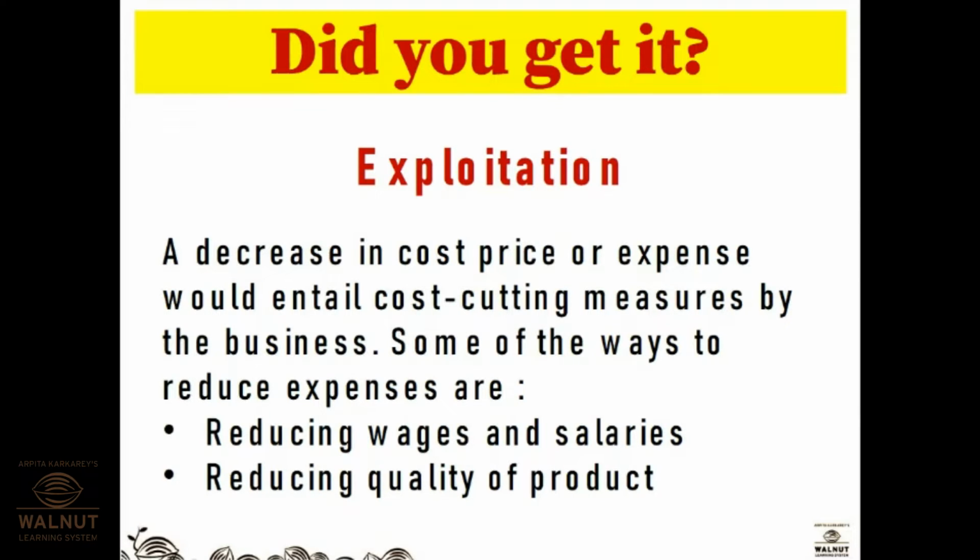In the other case, a decrease in cost price or expense would entail cost-cutting measures by the business, reducing wages and salaries, and reducing the quality of the product. So apart from increasing the selling price and decreasing the cost price, there are some other ways how the profit can be maximized. The wages or the salaries of the persons working in that institute can be reduced, or the quality of the product can be reduced. So all this you can now relate to exploitation.